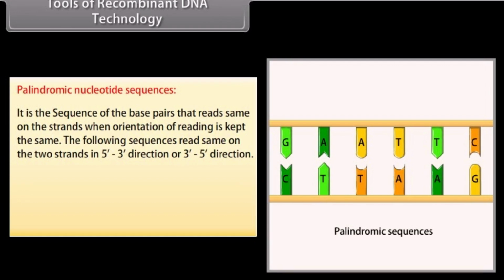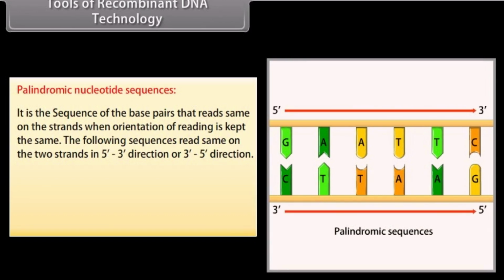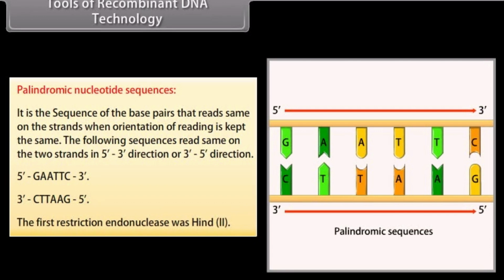The following sequences read same on the two strands in 5' to 3' direction or 3' to 5' direction. 5' GAATTC 3', 3' CTTAAG 5'. The first restriction endonuclease was Hind 2.